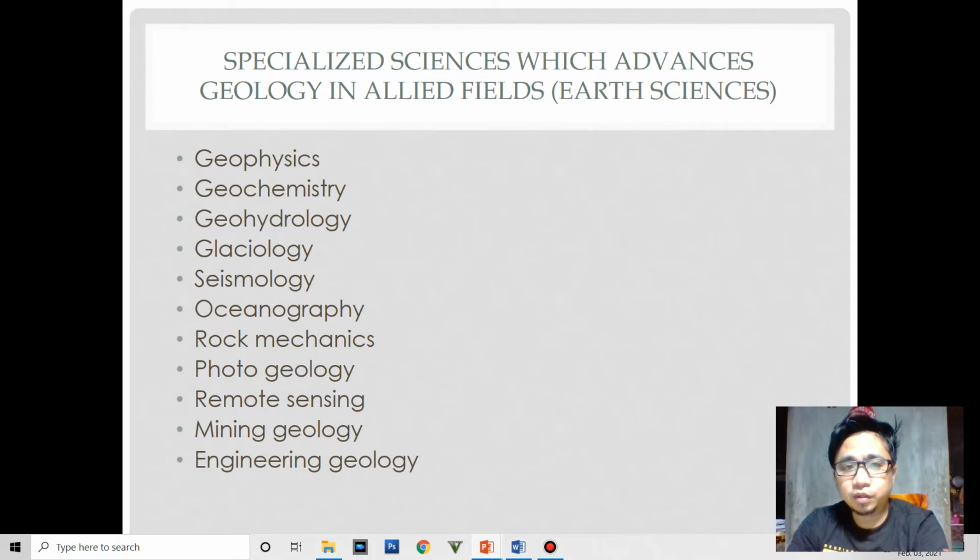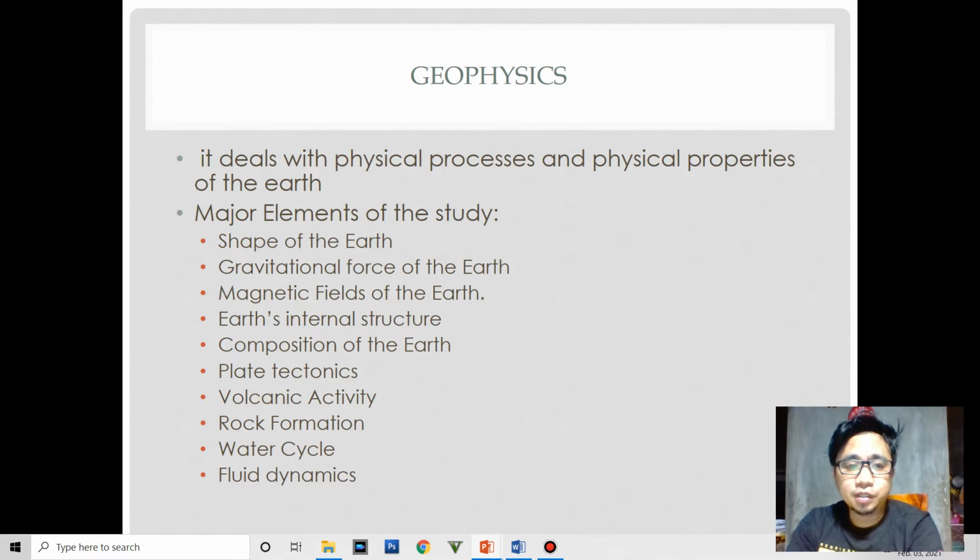Okay, so we move on to the specialized sciences, which advance geology in allied fields. So, geological knowledge will give birth to some specialized fields wherein it will bring a significant contribution to engineering works. We have actually around 11 specialized sciences enumerated here. So this time we are going to have a discussion on the first 5, and then the other allied fields will be discussed on the next lecture. So starting with geophysics.